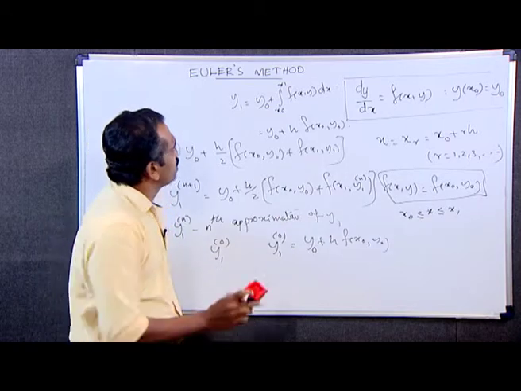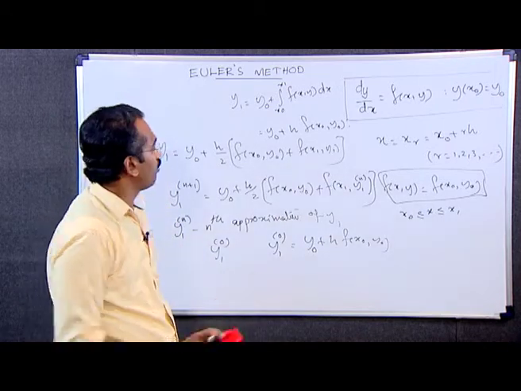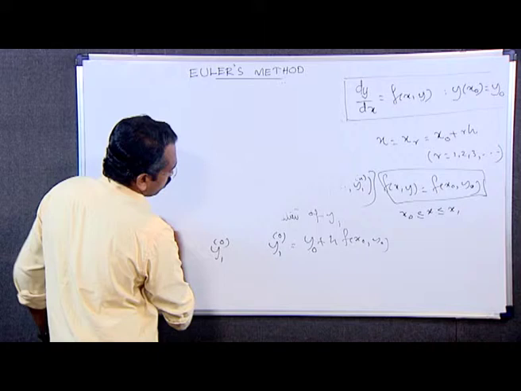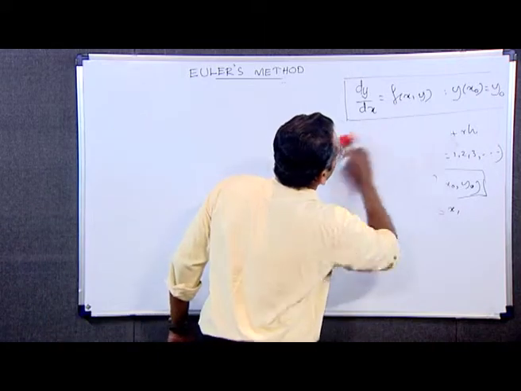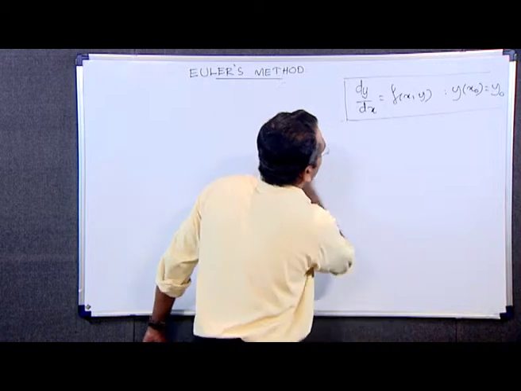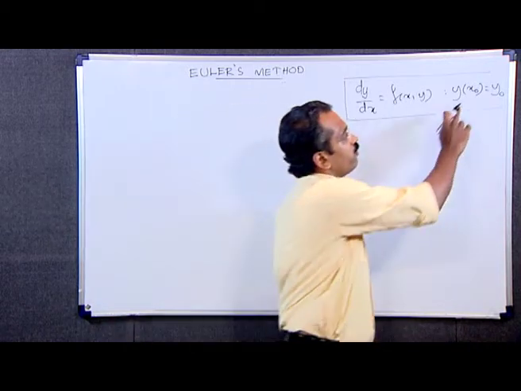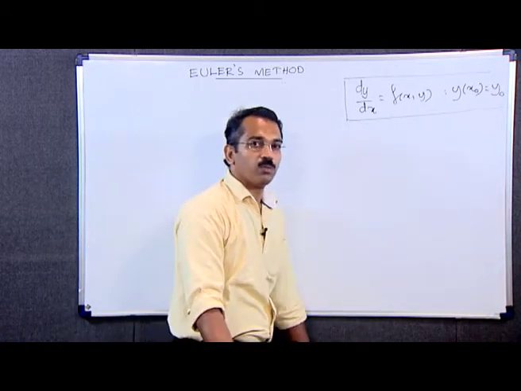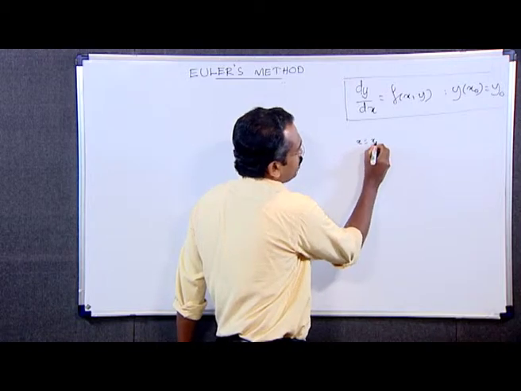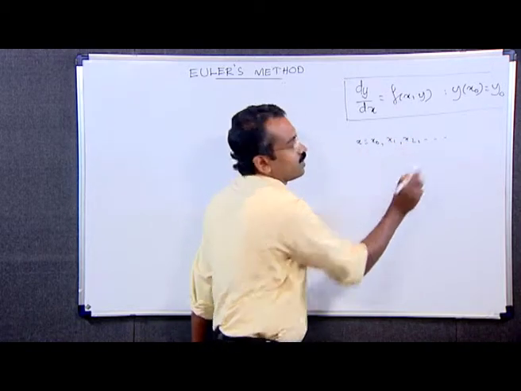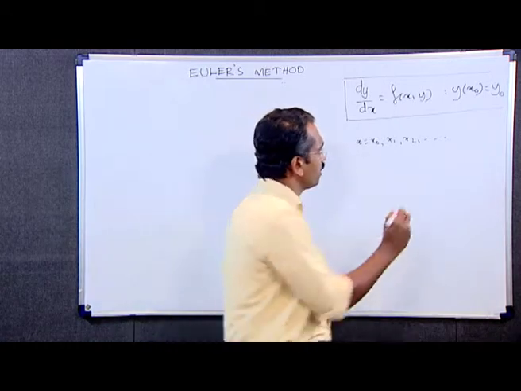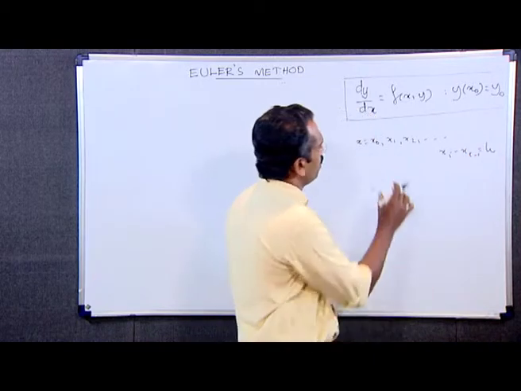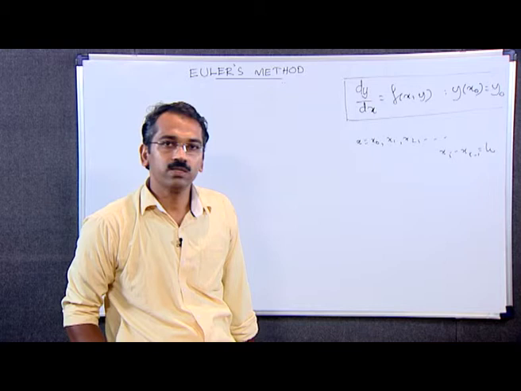Now, let us observe the geometrical interpretation of Euler's method. We have to solve the differential equation of the form dy by dx is equal to f of x, y, given that y of x naught is equal to y naught. Let us take the points x is equal to x naught, x1, x2, etc., where xi minus x(i minus 1) is equal to h. That is, all these points are equidistant points.